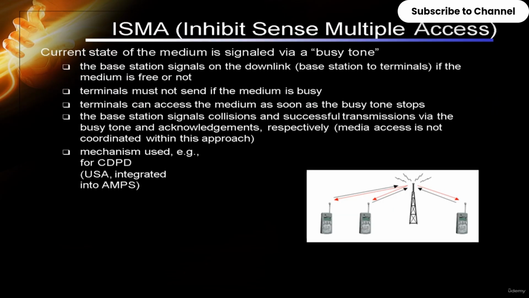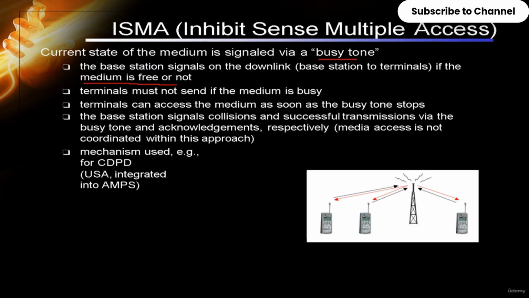Next is inhibit sense multiple access. In inhibit sense multiple access, the medium is signaled via a busy tone. The base station signals on the downlink, that is, base station to terminal. So this is the base station and this is the terminal. The signal is sent from the base station to the terminal and it checks whether the medium is free or not. The terminals must not send if the medium is busy.